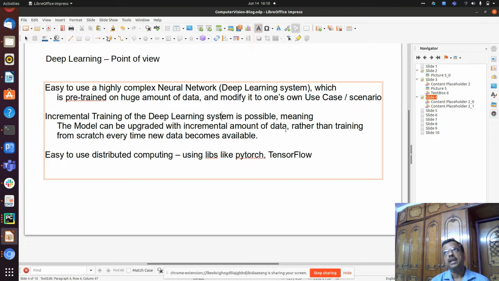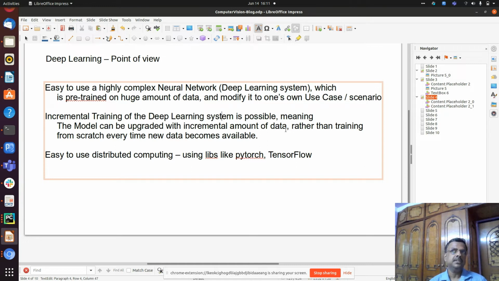Incremental training: how I can use the data which is being processed and feed it back to the deep learning model. The model could be one I've been using for the last 3 months, let's say, and the model weights have been updated, and I use that model to update the weights further using that incremental data. Now, this is not possible in machine learning.